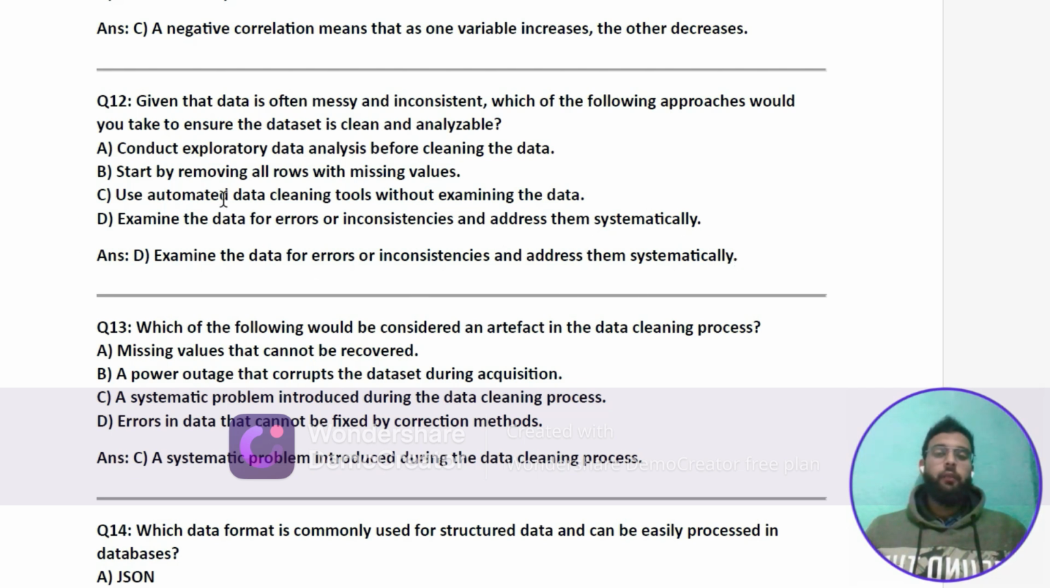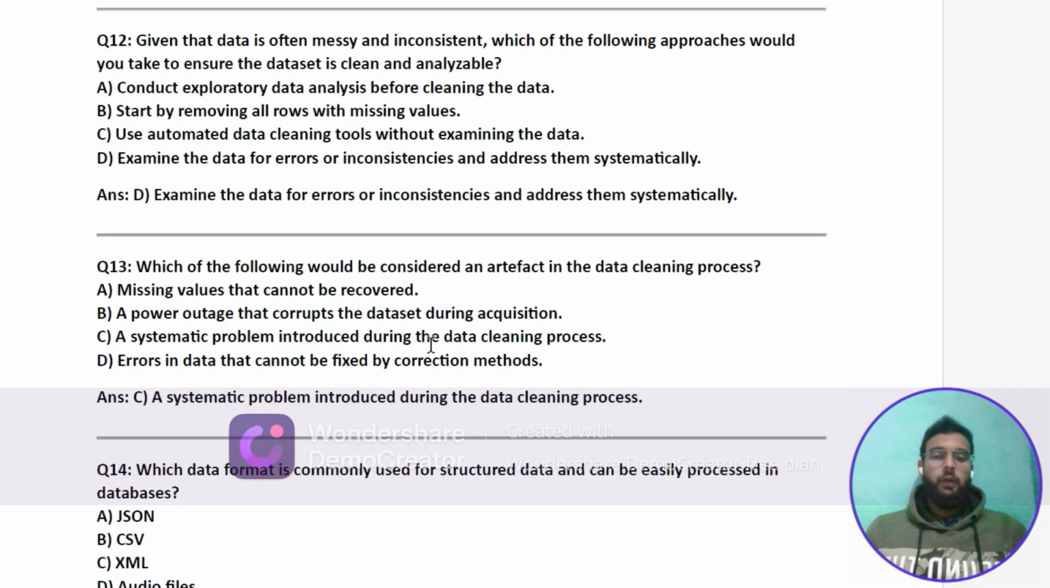So the correct answer for this is option D. We will examine the data for errors and or inconsistencies and address them systematically.